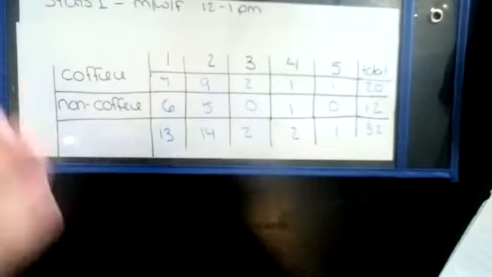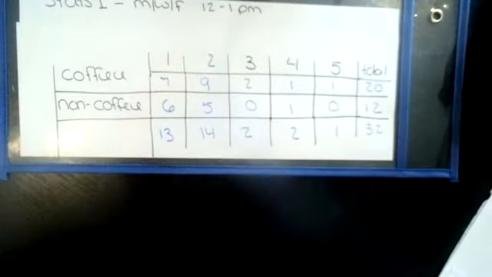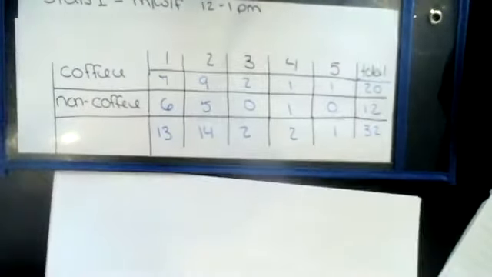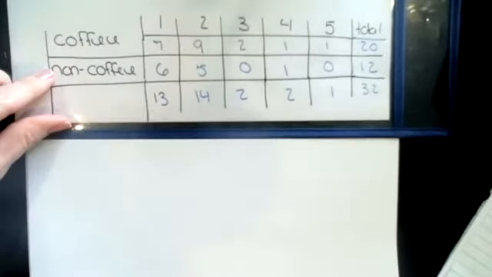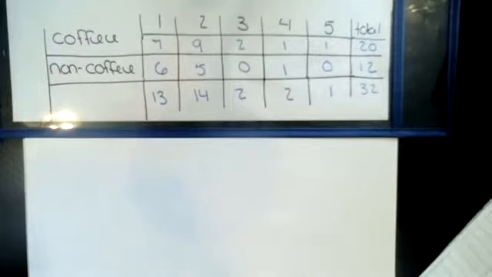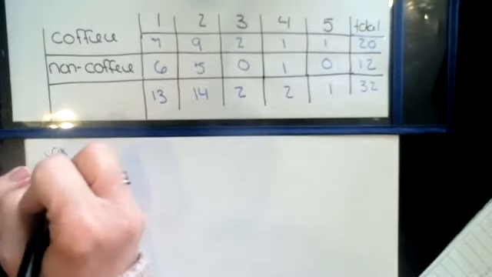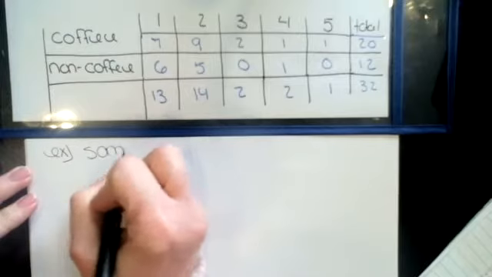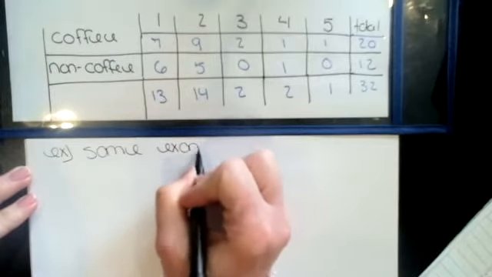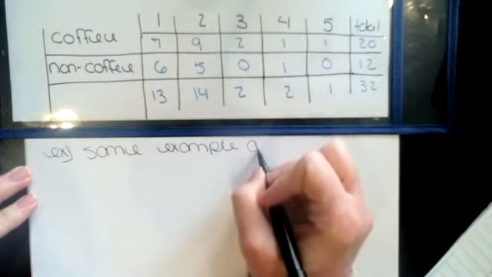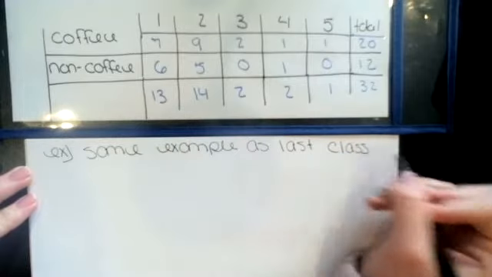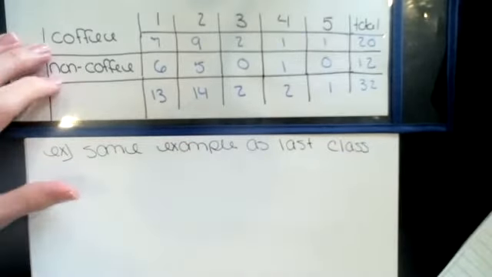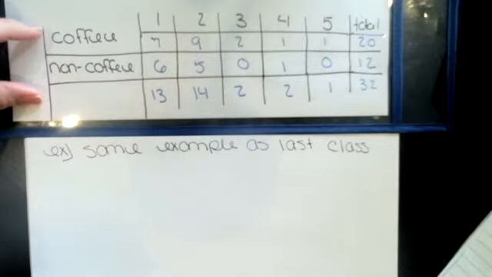I'm more prepared, like I said. I have this already ready. So we're going to use the same example as last class. So remember I did the poll right at the beginning of class and asked what year student you are and if you're a coffee drinker or non-coffee drinker. So we'll use that same example. So I'm just going to write that. Same example as last class, which was day 8 or lecture 8. So I have my two-way table right here.